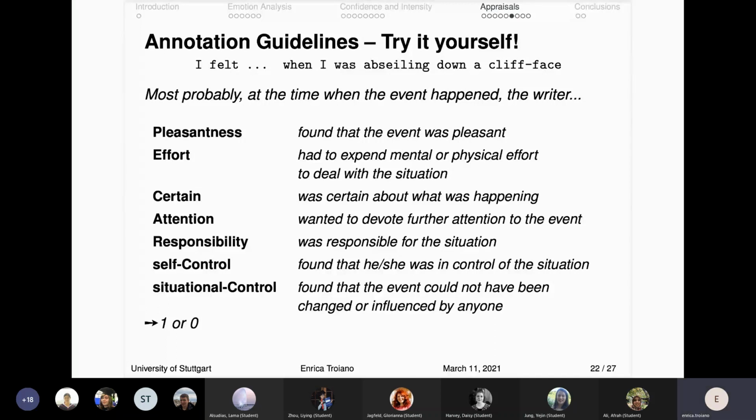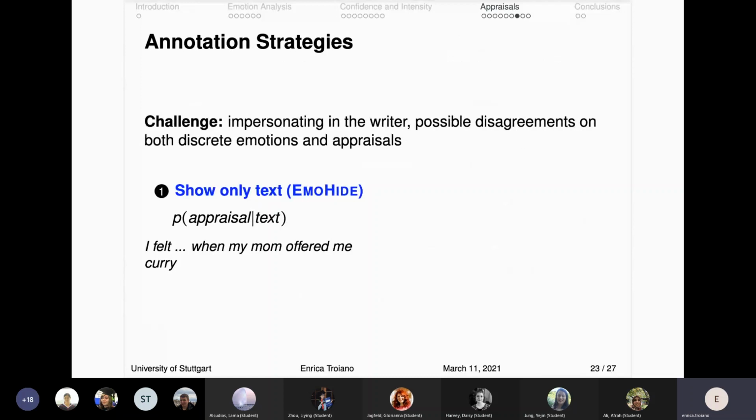And now I would like to ask you a question. If I told you that this sentence was produced to recount an event in which the writer felt joy, would you change your annotation? How about pleasantness? How about effort? So we just simulated one of the annotation strategies that we used. In this strategy, we showed the annotators only the text, and they had to reconstruct the appraisal that the writer of the text made originally.